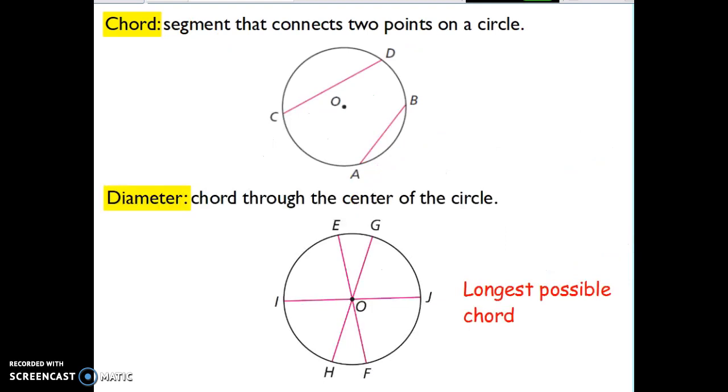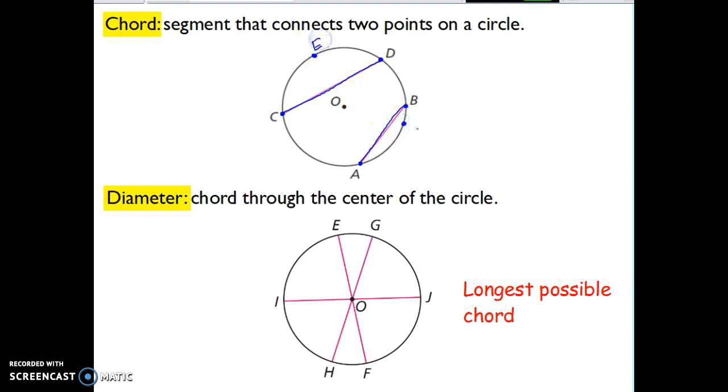All right, two definitions that we're going to need to know are chord and diameter. A chord is a segment that connects two points on a circle. So we can see that this line goes from point C to point D. They have to be two points on the outside edge of the circle, B and A. This is a chord.